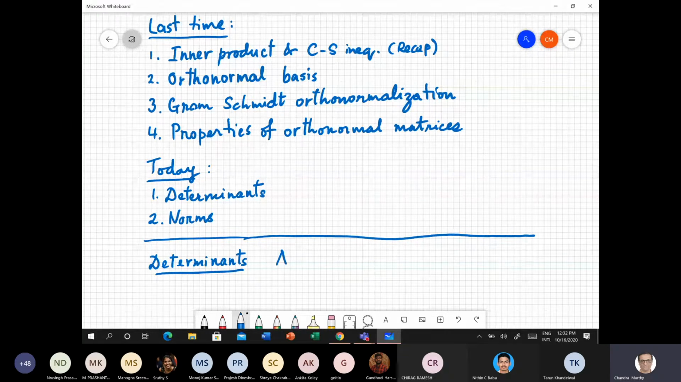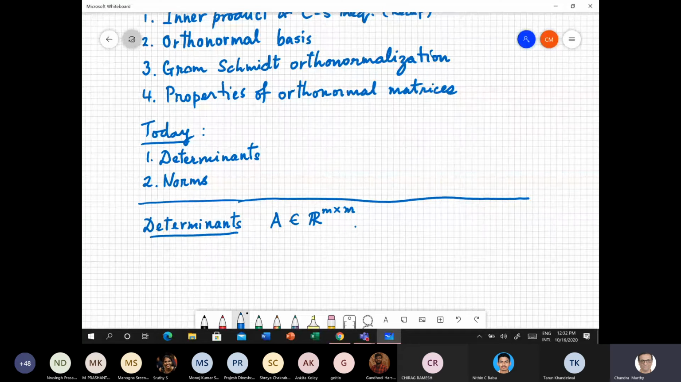So throughout we'll consider square matrices, A in R to the m by m. I think all of you certainly know what the determinant is. Is there anybody in the class who hasn't heard of or seen what a determinant is? Okay, so I assume all of you know what it is, but we'll just formally define it so that we're all on the same page on this.